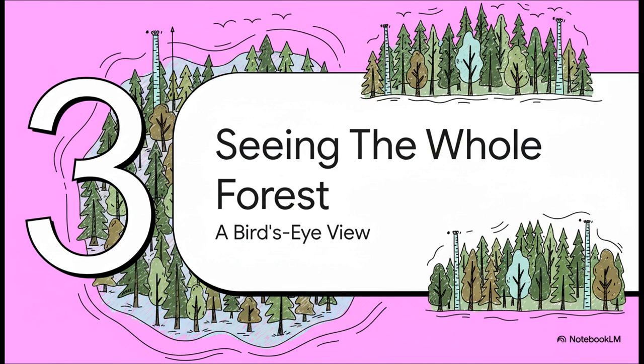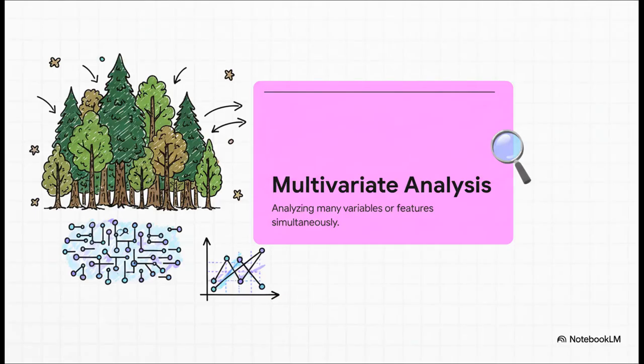What if your question is about the shape of the entire forest? Well, for that, we need a completely different lens. And this is where our second lens comes in. It's called multivariate analysis. And, you guessed it, the name tells you everything you need to know.